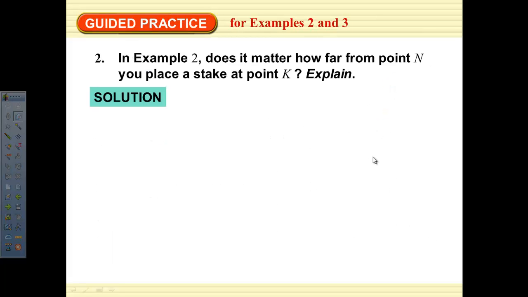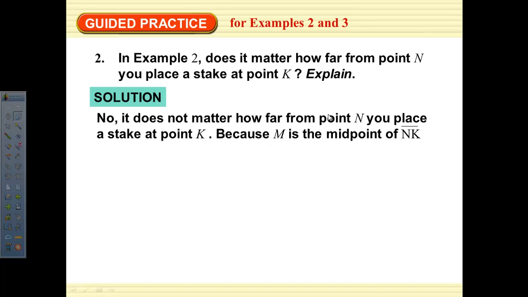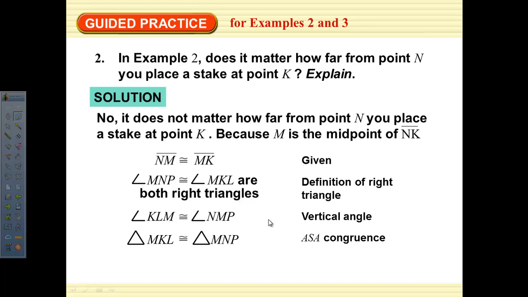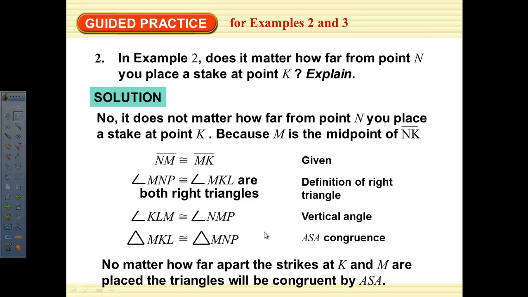So again, it doesn't matter how far N is from K, because M is the midpoint of NK. We have that given. We have both right angles being given, and we know that the vertical angles are congruent, so the two triangles will always be congruent. No matter how far apart the stakes are at K and M, we will always have two triangles that are congruent.